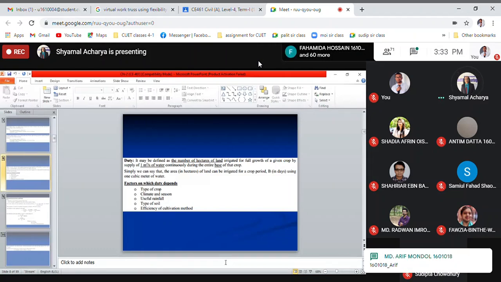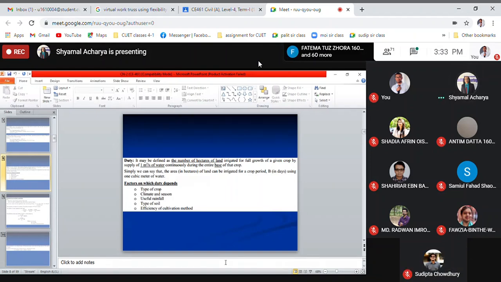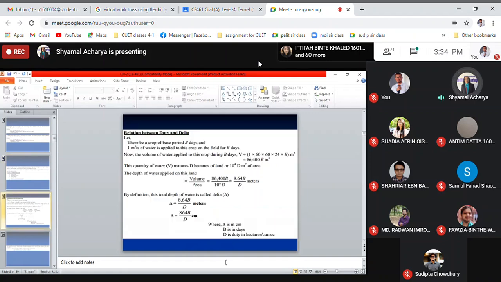The factors on which the duty depends are type of crop, climate and season, and useful rainfall. If there is any useful rainfall, then duty will be increased. If no rainfall, then duty will definitely be decreased. Also type of soil and efficiency of cultivation method.